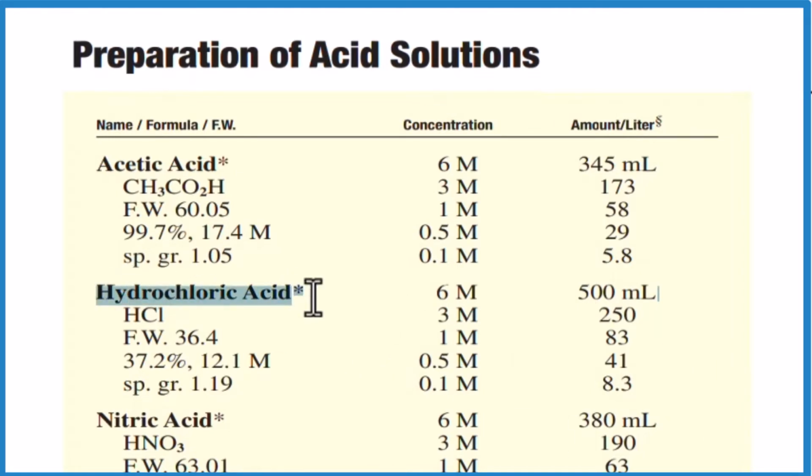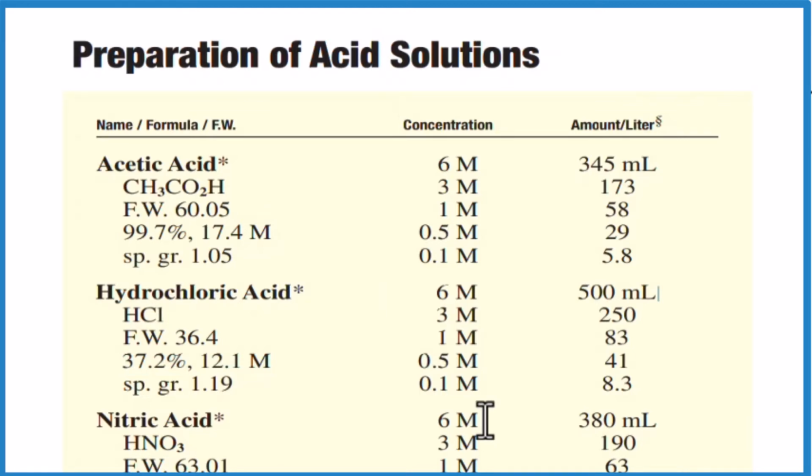We have hydrochloric acid, HCl. We want to make a 6 molar solution. What that means is we'll put some water in a 1 liter flask, and then we'll add 500 milliliters of concentrated hydrochloric acid, then add more water till we get up to 1 liter. And that would give us a 6 molar solution of hydrochloric acid. You can also use recipes for 3 molar, 1 molar, and so on. And they have it for other acids, which is helpful.